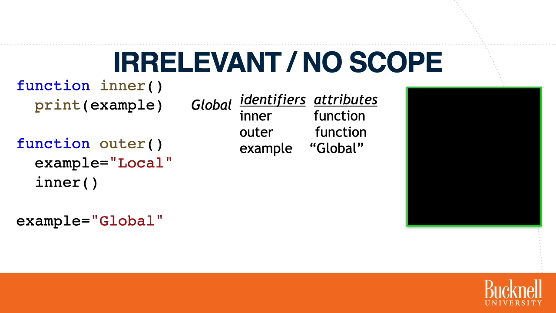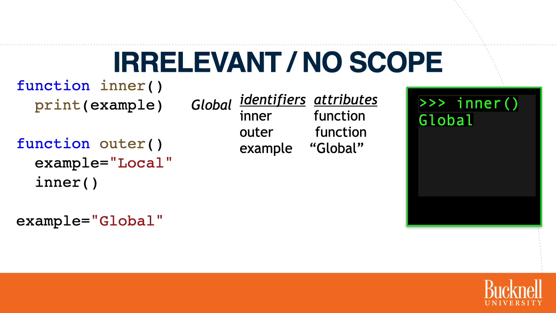Here's an example of a language where all variables are treated as global and what happens. We have the same example as before with function inner, function outer, and example equals global. The first thing that happens when this code is run is inner, outer, and example are identifiers added to the global scope, but everything is in the global scope. So when we call inner, we get global, but when we call outer, we get local. And that's because outer will change the example variable to the value local.